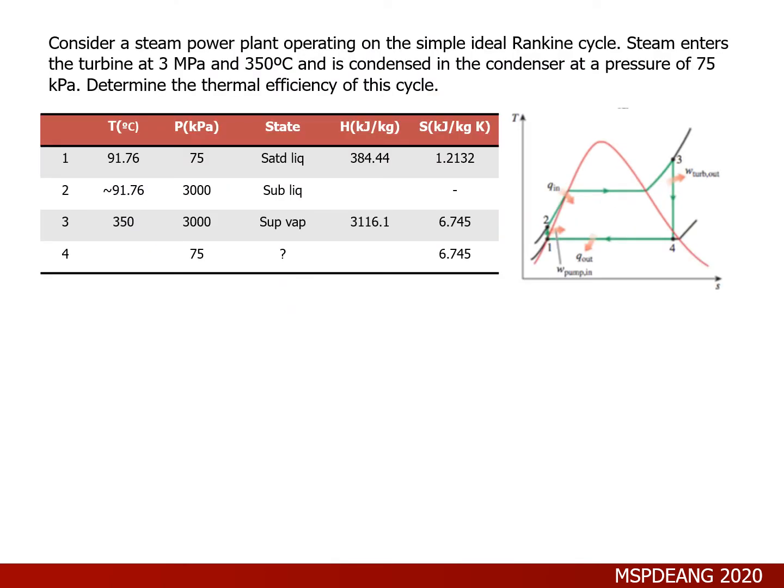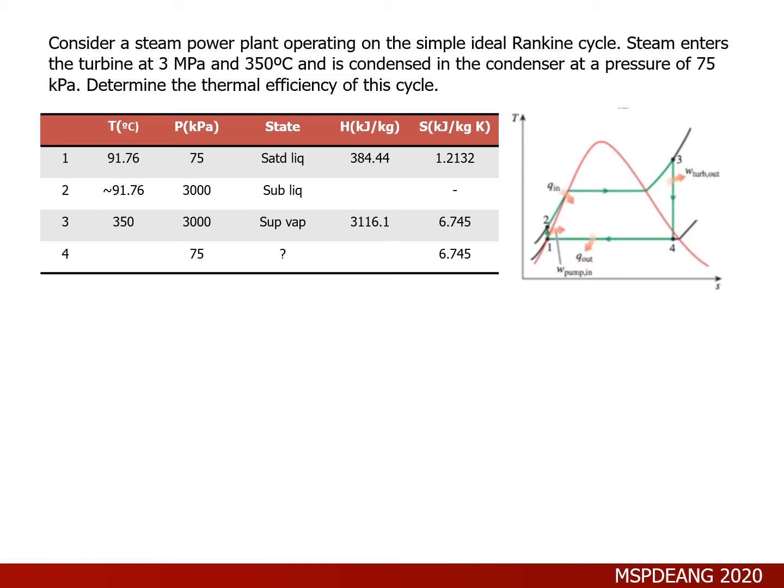So let's now have our first example for our ideal Rankine cycle. We have steam which enters a turbine at 3 megapascals and 350 degrees Celsius and is condensed in a condenser at a pressure of 75 kPa. With this, determine the thermal efficiency of this cycle.